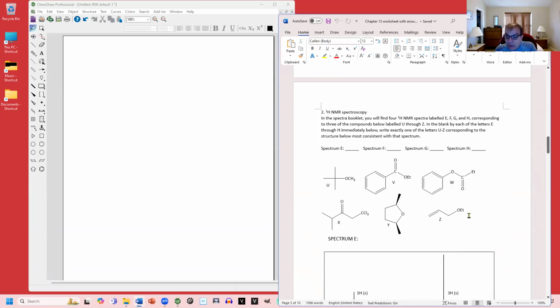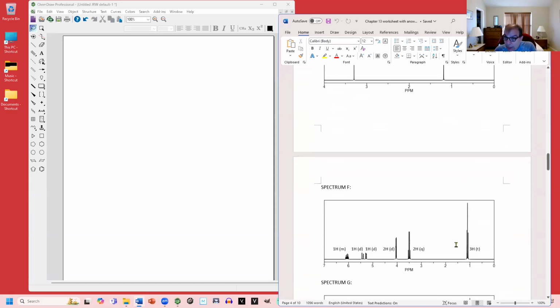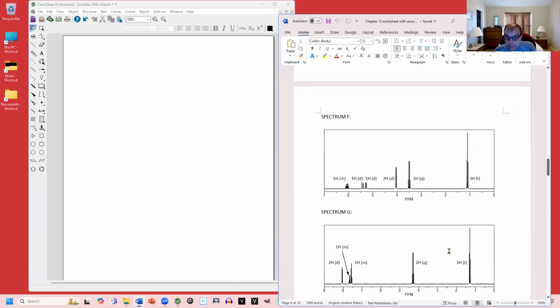So how many types of hydrogen would this have? Well, there's 2 types in the ethyl group, CH2, CH3. The CH2 here is a 3rd type. This vinylic hydrogen is a 4th type. And then, as we mentioned earlier, the 2 vinylic hydrogens are different from one another. One is trans to the rest of the chain, the other is cis to it. They have different chemical environments. So there's 6 types of hydrogen. So spectrum F must be compound Z. It's the only one that has the requisite number of types of hydrogens.